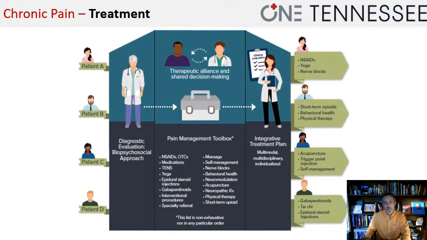NSAIDs, yoga, and nerve blocks may work for one patient, while acupuncture, trigger point injections, and self-management works better for another. But we want to maximize non-opioid therapies before ever considering or initiating opioid treatment because of the associated risks of physical dependence and subsequent addiction, and ultimately forming an opioid use disorder that may lead to an opioid overdose.